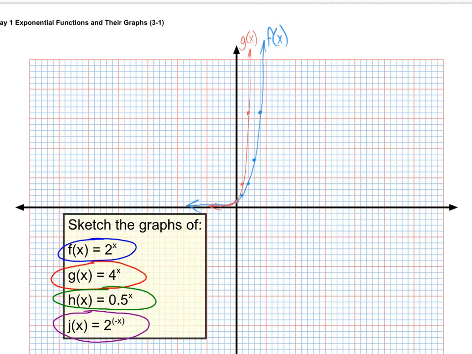So now we have h of x. We have 0.5 to the x. All right, what's this going to look like? We'll still have the same y-intercept, and then it'll just decrease on the right side of the graph. It's going to approach 0 on the right this time.